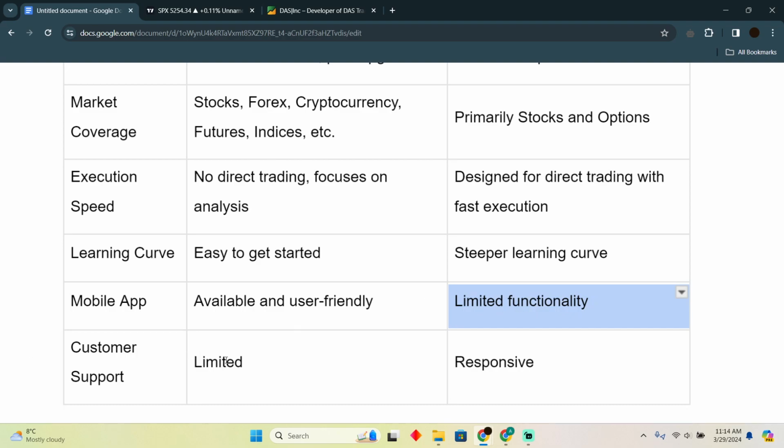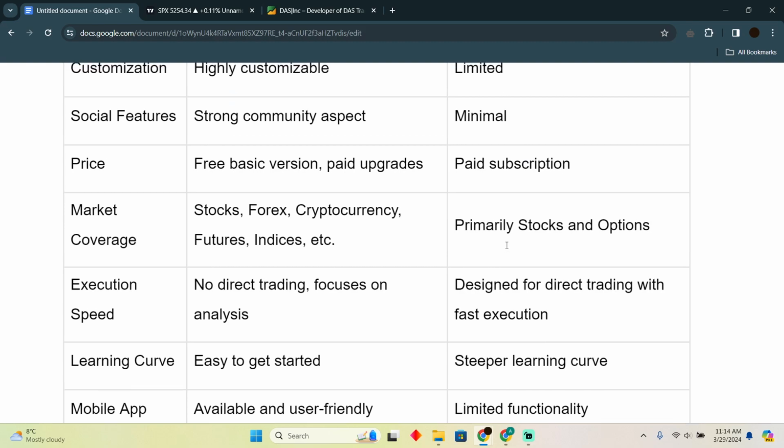If we talk about customer service, TradingView has a limited amount of customer service, while DAS has responsive customer service. Now these were the differences. Now you have to identify which one will suit you.